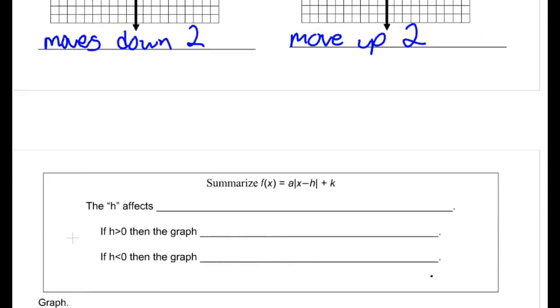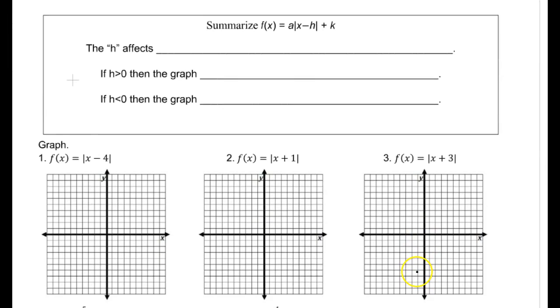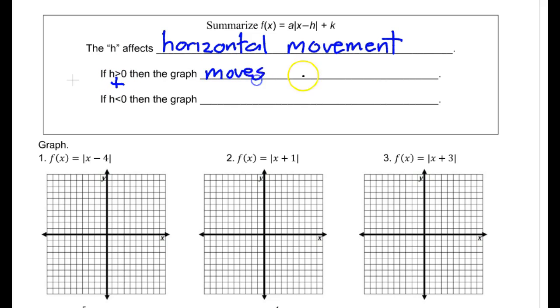Okay. So let's look at the back and just summarize. H affects the horizontal movement. And when H is greater than 0, or positive, it moves left, which is not really what you're expecting. And then when H is a negative number, H is less than 0, it moves right. So these move in the opposite direction you might expect. Okay?